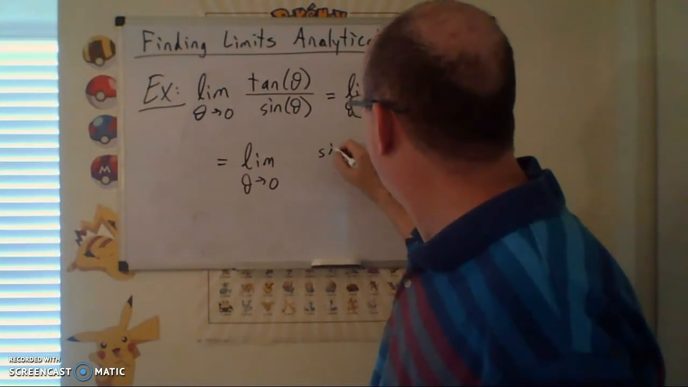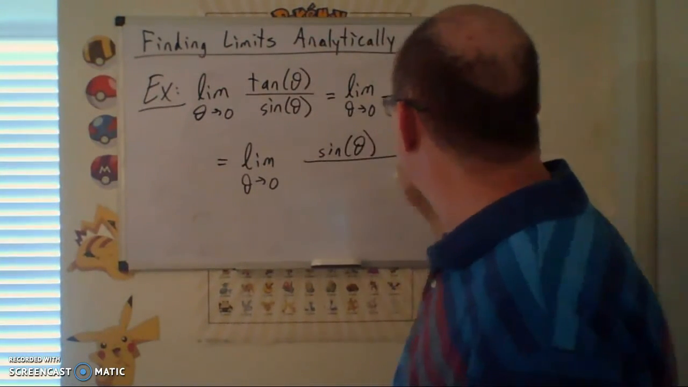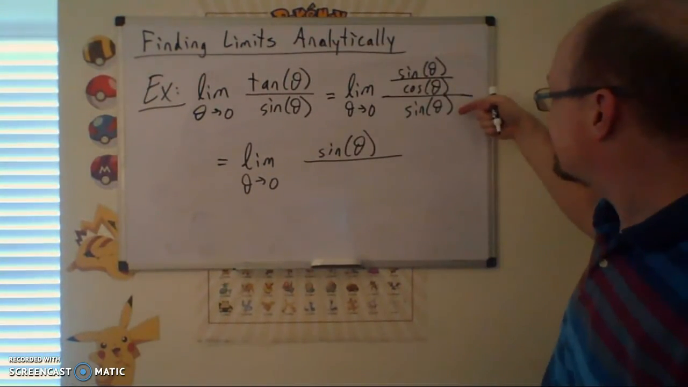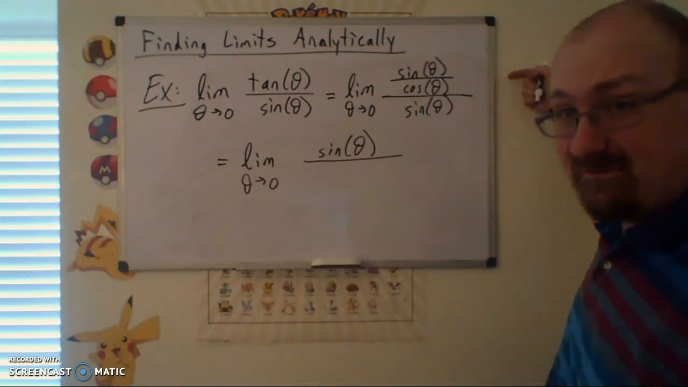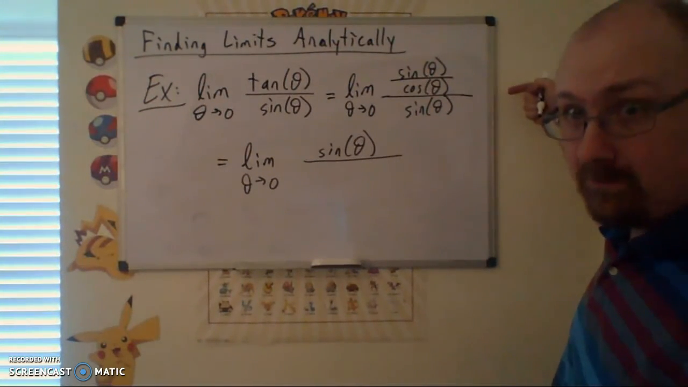All we have in the numerator is sine of theta. Then we'd have this times this, because now it's like 1 over sine of theta off here on my wall that I can't write on.